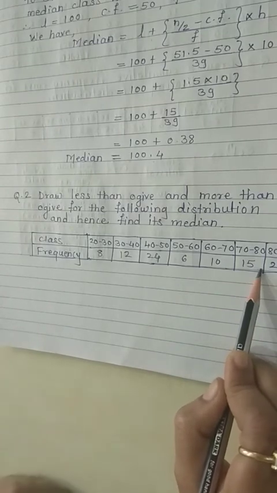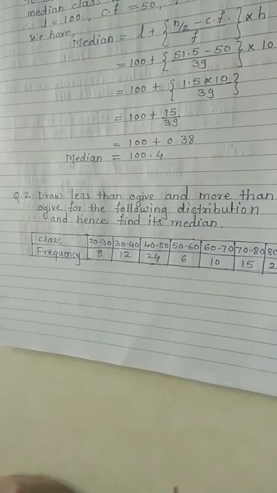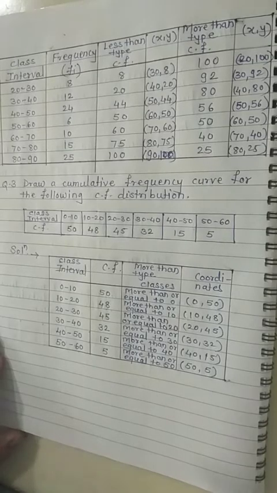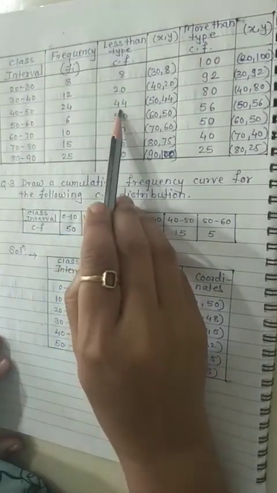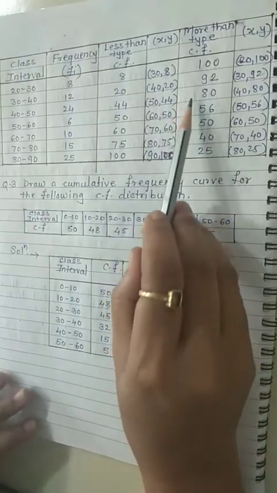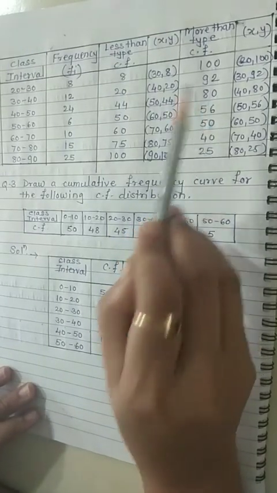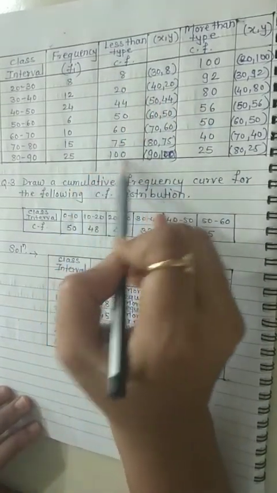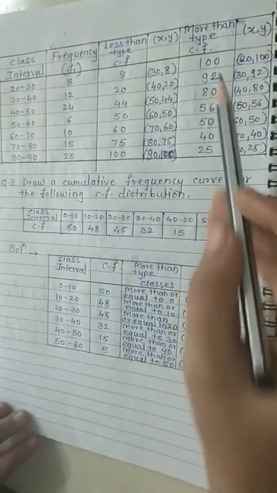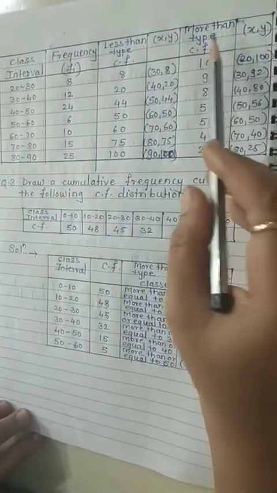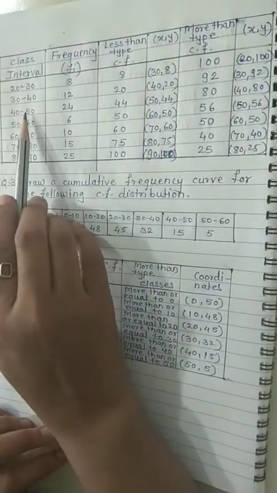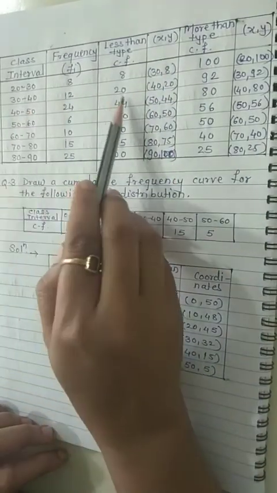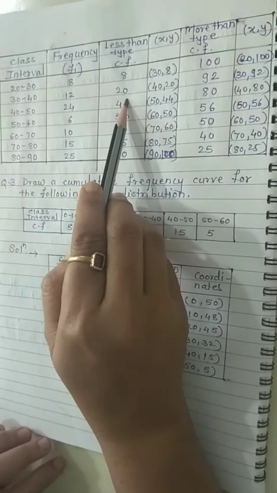Now prepare the frequency distribution table for both types of cumulative frequencies. Here is the frequency distribution table for both types, that is less than type cumulative frequency and more than type cumulative frequency. Now you know how to find the cumulative frequency for less than type and how to find the cumulative frequency for more than type. Also write the coordinates from the class interval and the corresponding cumulative frequency.